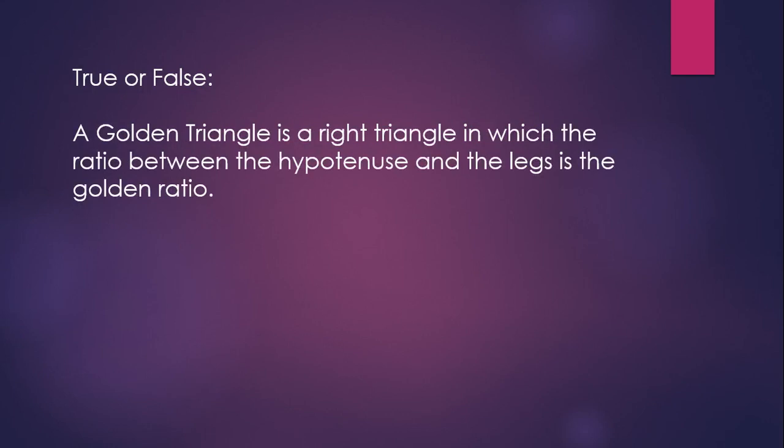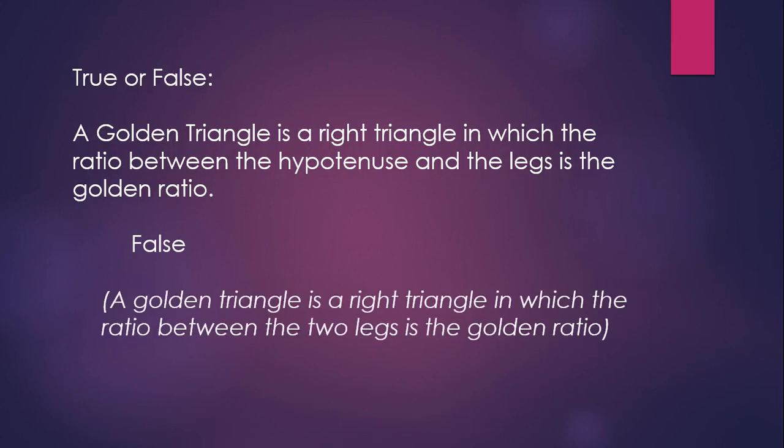True or false? A golden rectangle is a right triangle in which the ratio between the hypotenuse and the legs is the golden ratio. That is false. It would be correct to say that a golden triangle is a right triangle in which the ratio between the two legs is the golden ratio.